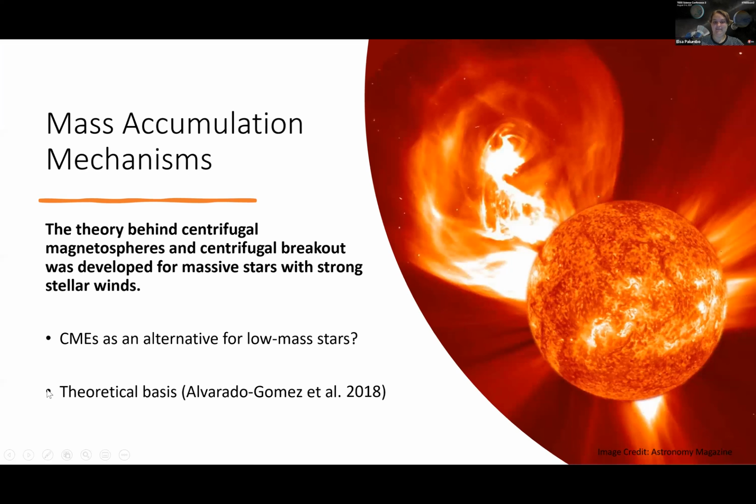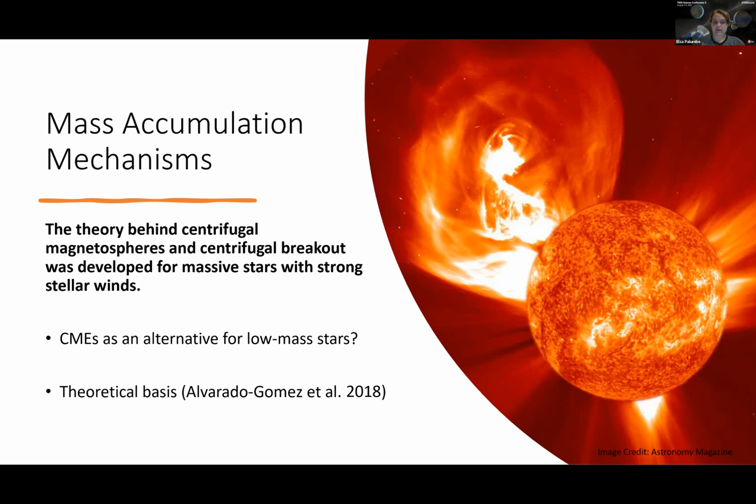So this story answers quite a lot of our questions about the system, but it also leaves a few things unanswered. Most notably, how exactly is this material getting into the centrifugal magnetosphere in the first place? And so far, I've kind of been waving my hands and saying, oh, stellar winds. But the thing is that the theory for centrifugal breakout was developed in the context of massive stars. And it's not clear that this is still a plausible mechanism, that low mass stars would have strong enough winds.